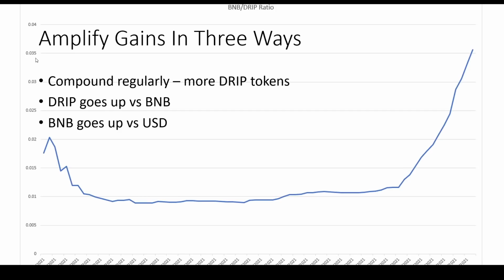So if you're doing all three of those things, compounding regularly, and DRIP is going up versus BNB, and BNB is going up against the dollar, you are amplifying times amplifying your gains in this, and it can turn into a very large daily wage for you.